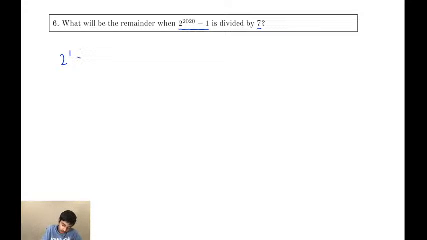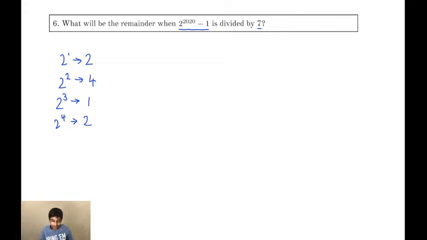That's just going to be 2, of course. What about 2 squared? 2 squared will, of course, leave a remainder of 4 when divided by 7. 2 cubed is 8, and 8 leaves a remainder of 1 when divided by 7. So I'll draw an arrow there. 2 to the 4 will be 2 cubed times 2, so it's going to be 1 times 2, or 2. And now we can see that there's a pattern, right?